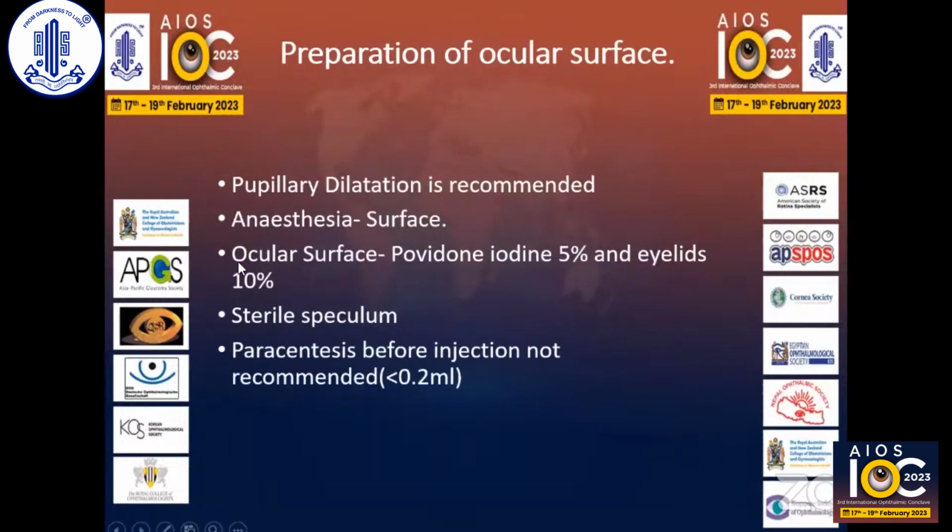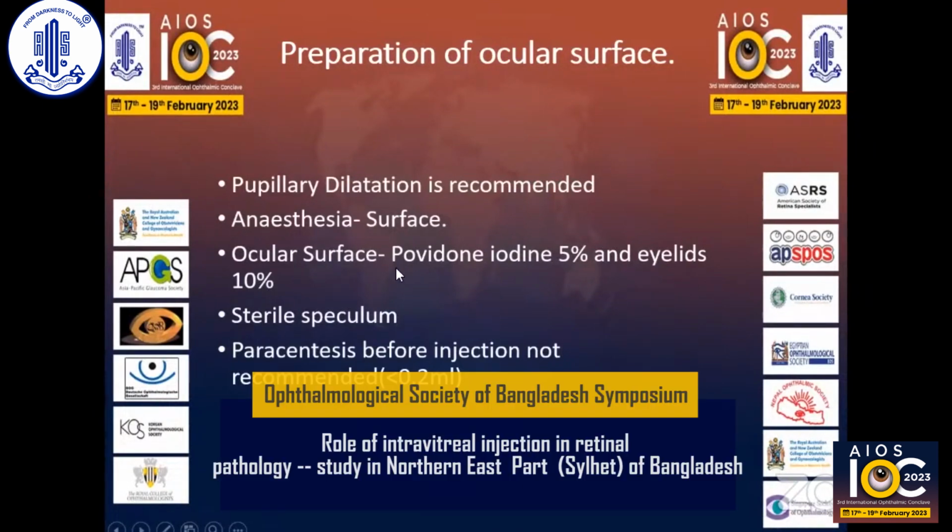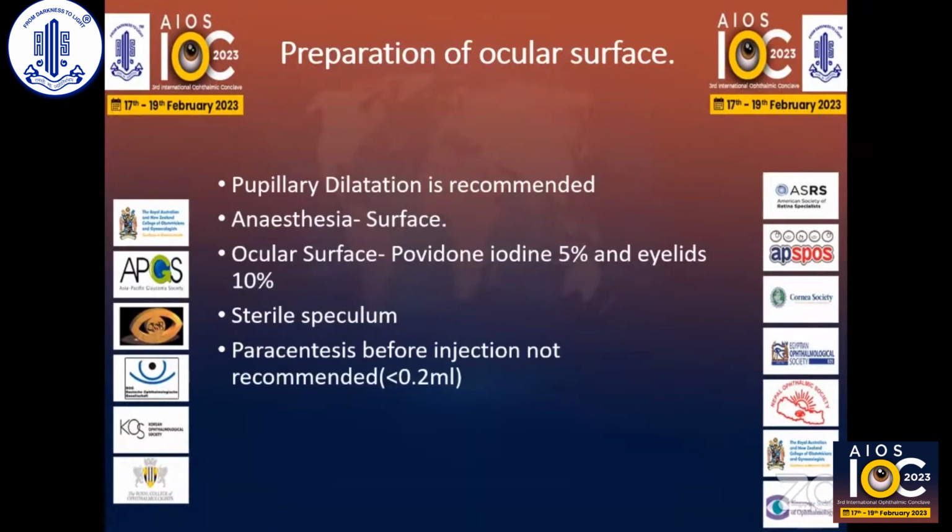Preparation of the ocular surface. Pupillary dilatation is recommended. Surface anesthesia is given. The ocular surface is painted with povidone iodine 5% and the eyelid with 10%. A sterile speculum should be used. Paracentesis before injection is not recommended if the volume is less than 0.2 ml.